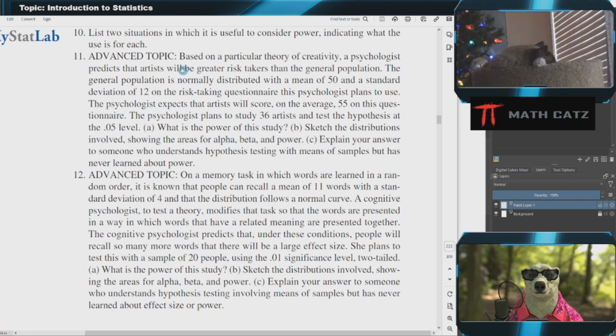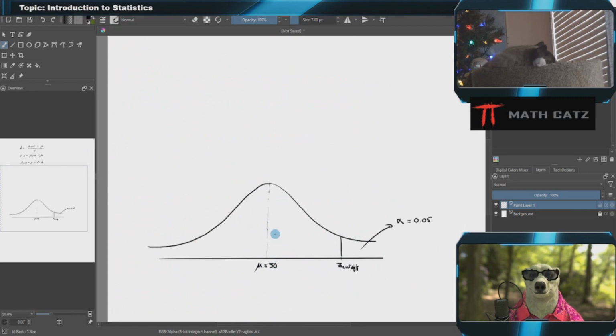We're looking at if the artists will be greater risk takers. So specifically, we're checking the hypothesis. Let's write that down up here maybe. That from the basic population being, oh, not 0, undo 50, our alternative or research hypothesis is that it's specifically greater than. So we have a one-tailed test on the right.